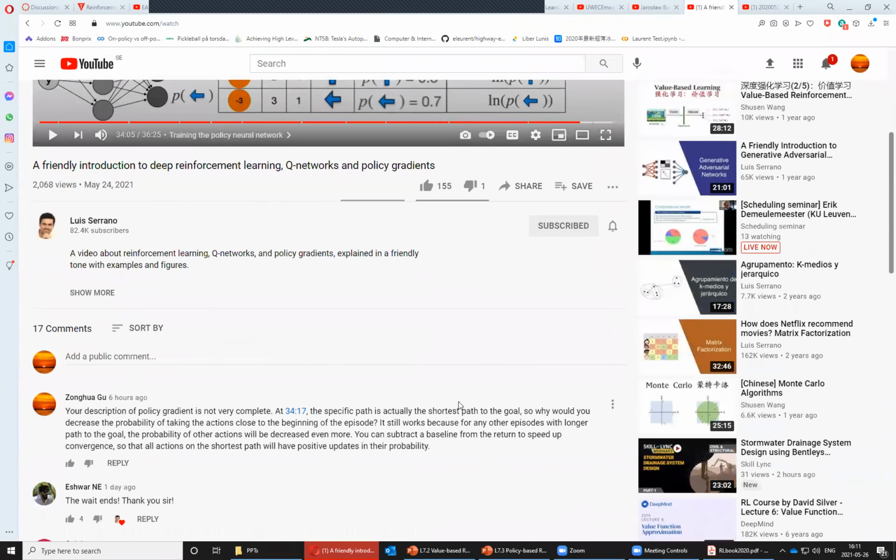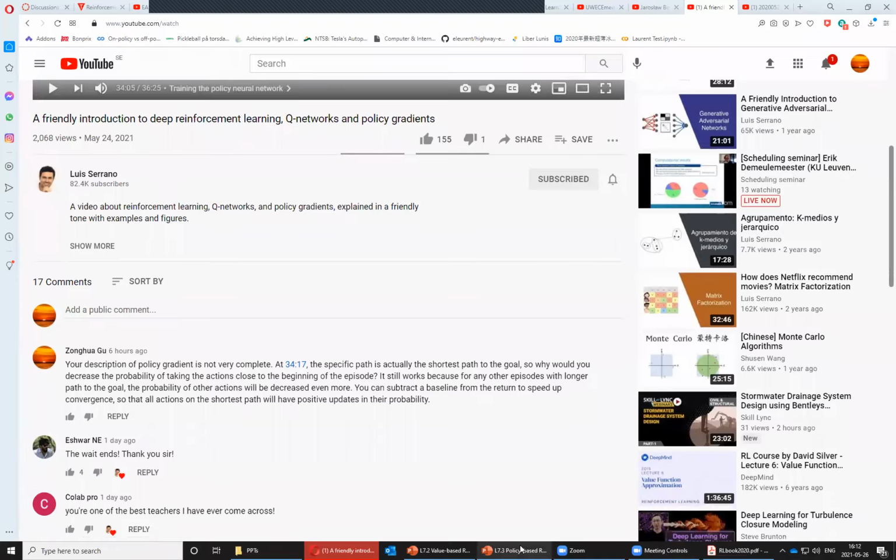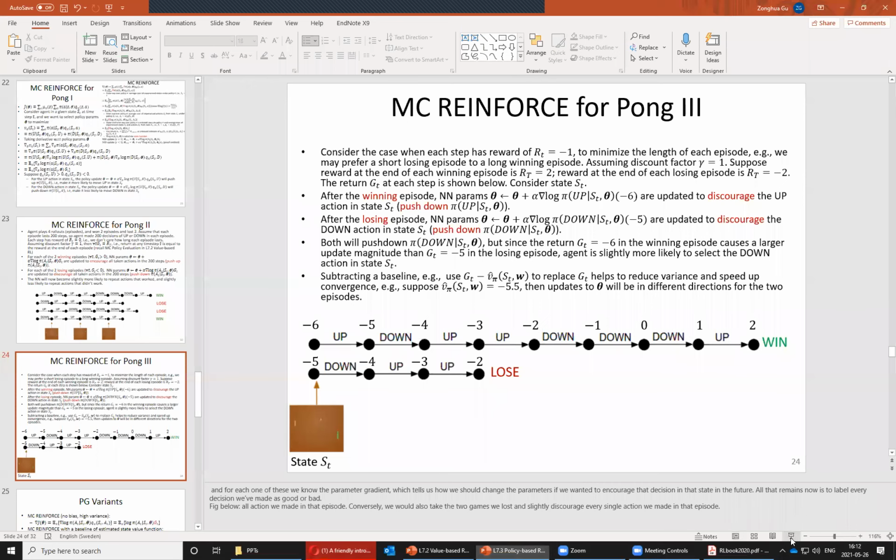So why would you decrease the probability of taking the actions close to the beginning of the episode? It still works because for any other episodes with longer paths to the goal, the probability of other actions will be decreased even more. So you can subtract the baseline from the return to speed up convergence. All actions in the shortest path will have positive updates in their probability. So any questions?